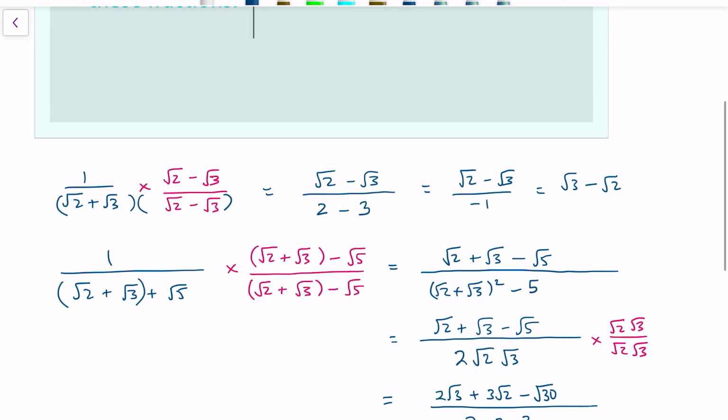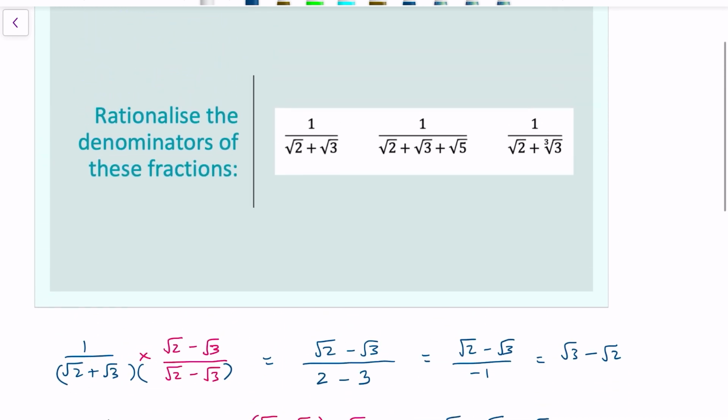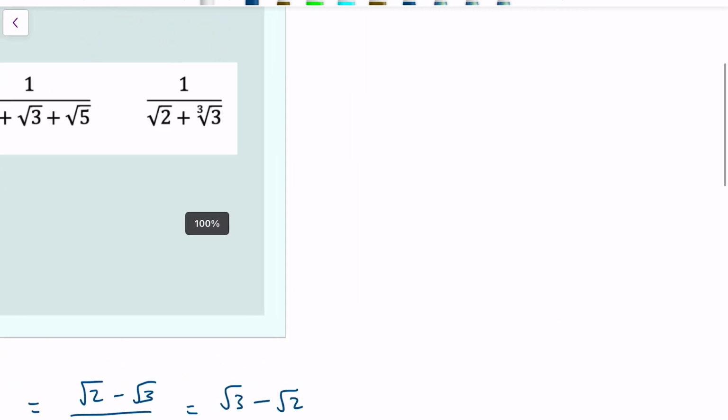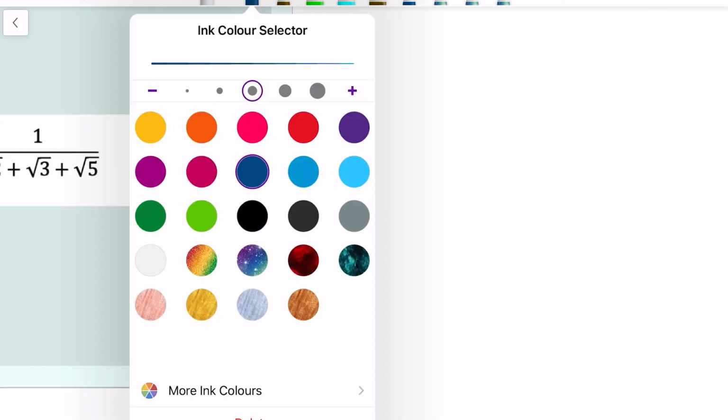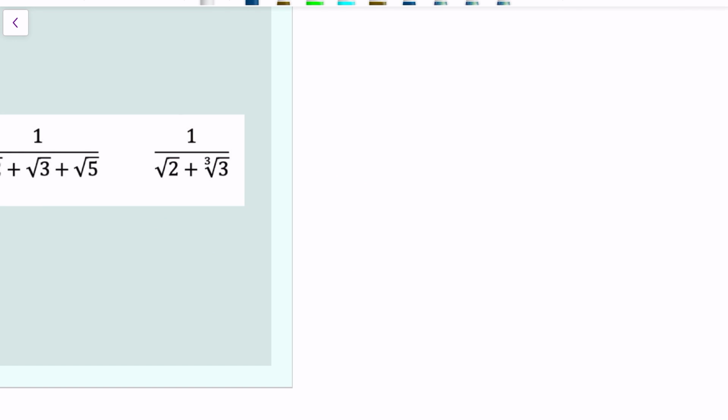Now the third part, this is where the real test of understanding happens. So what I'm going to do is start with a highlighter. I'm going to call this one here equal to A, and I'm going to call this one here equal to B.